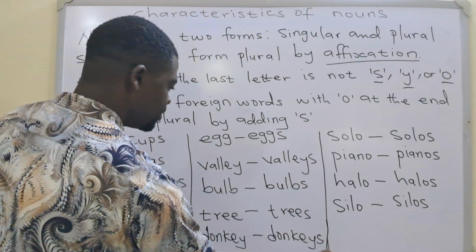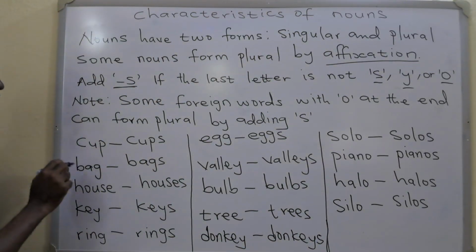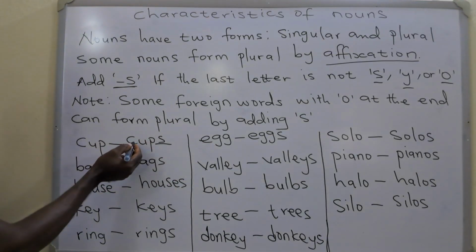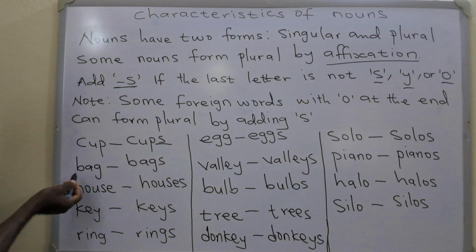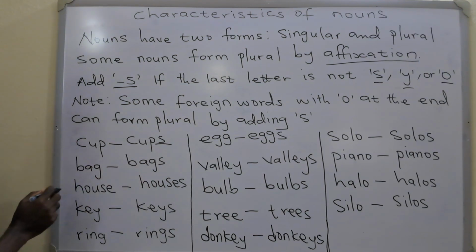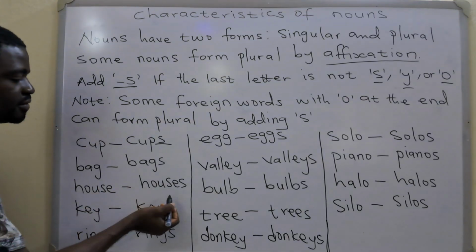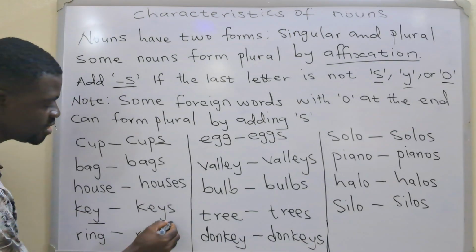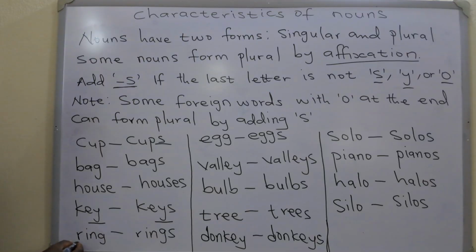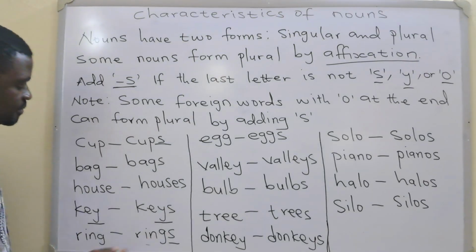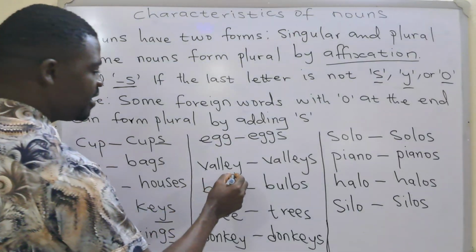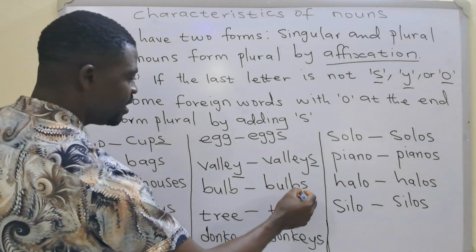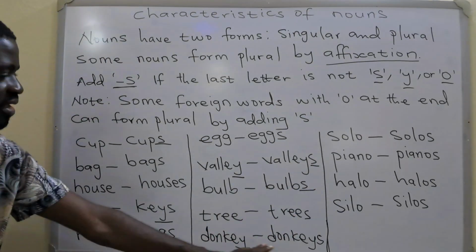Let's see some examples. We have a line here, okay? Cup, this is singular, cup. You have cups. Just add your bound morpheme S and you have a plural of cup. Bag, you have bags. House, you have houses. Key, you have keys. Ring, you have rings. Valley, you have valleys. You add your S. Barb, you have barbs. Trees, monkeys.